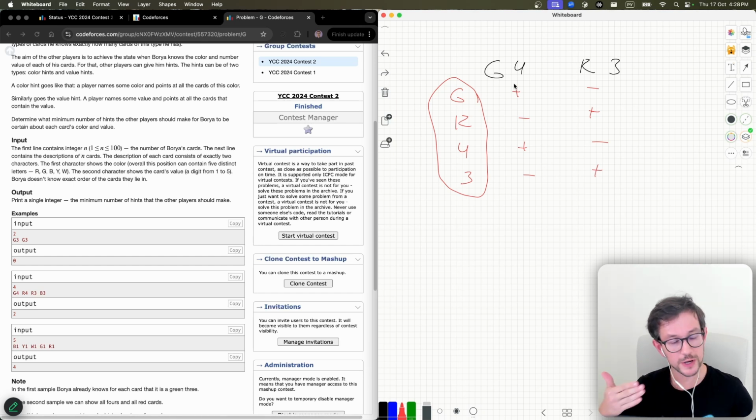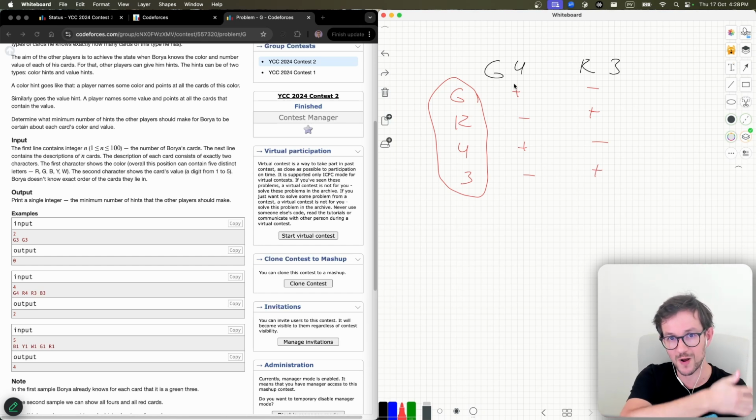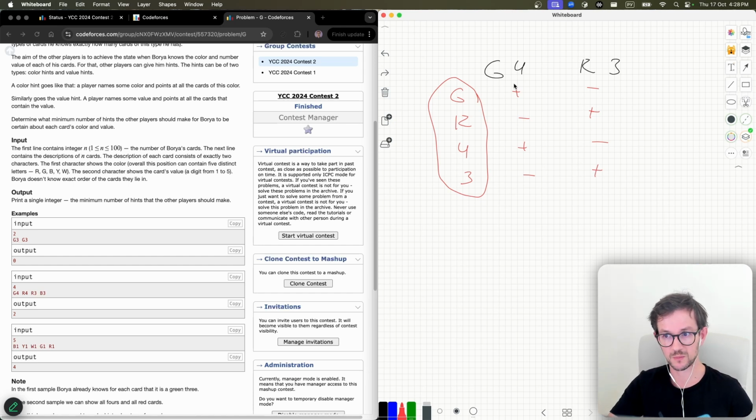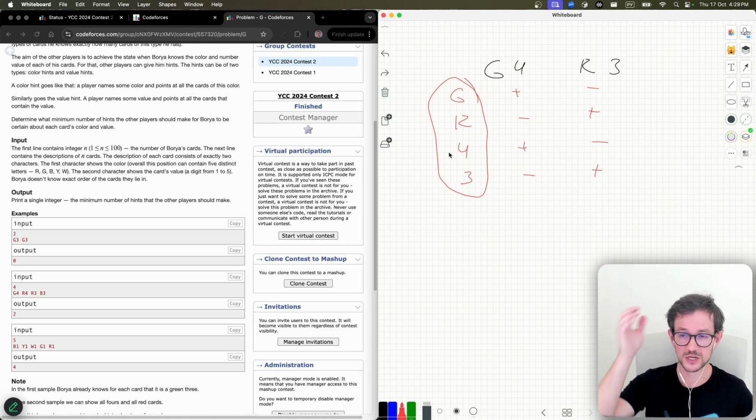So now we moved from the initial problem to this problem. What are we actually looking for? We're looking for a set of hints, and the constraints are like this. For every pair of cards, we have some set of hints, and at least one of these hints should be given. And now we have something called the set cover problem. This problem is actually quite standard.